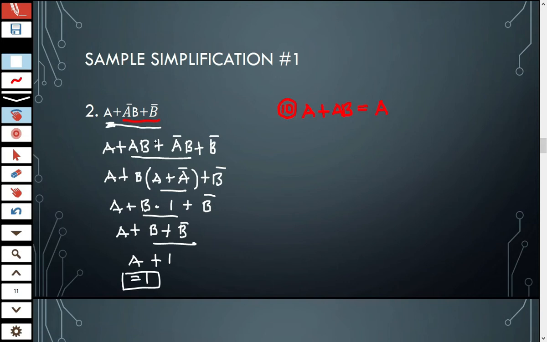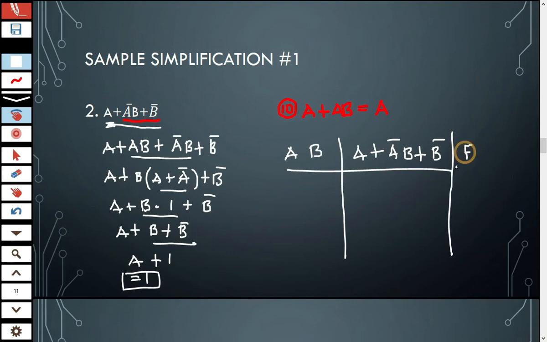Okay, we can check this out by using a truth table. So let's write here A and B, and then let's write here A plus A, or not A times B plus not B.